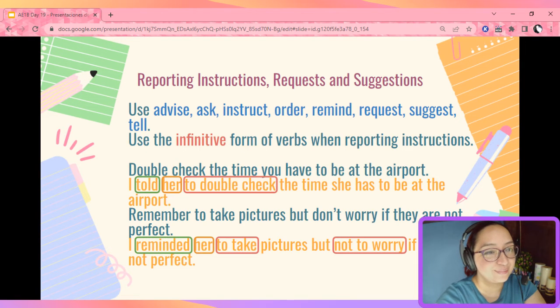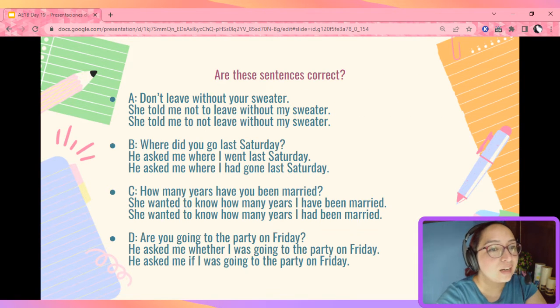Okay, let's continue. Now, are these sentences correct? Let's do number 1, A. Don't leave without your sweater. She told me not to leave without my sweater. She told me to not leave without my sweater. What option is correct? That's right, the first one. The second is not correct because remember we should use not and then the infinitive, not to leave. Now pause the video and work on the others. Then let's check.